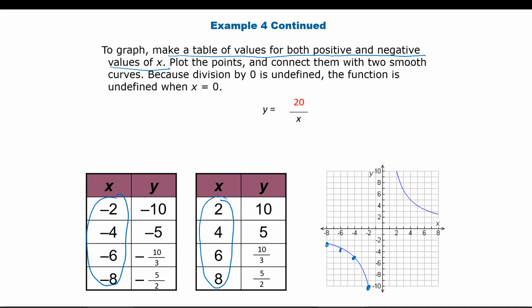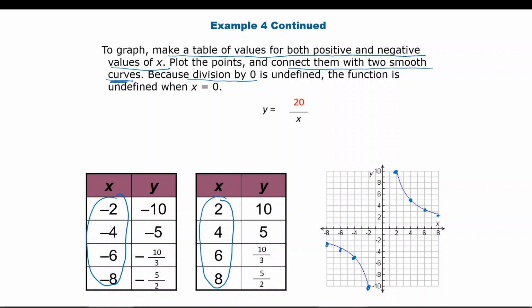And then we're going to do the same thing where it's positive. So over 2, up 10. Over 4, up 5. Over 6, up 10/3, which again is about 3 1/3. And finally over 8, 5/4, which is 1.25. All right, so once you do that, you want to plot your points and connect them with two smooth curves.